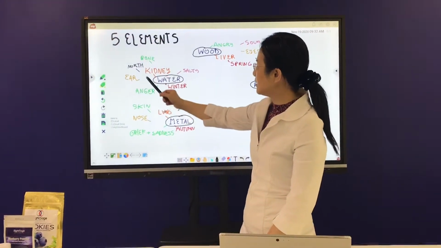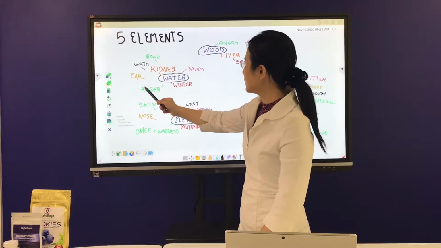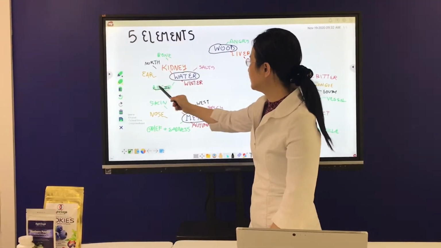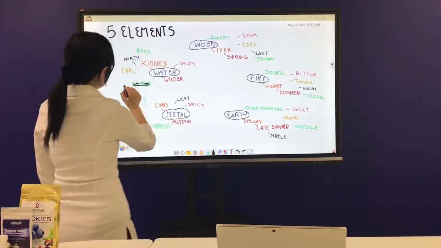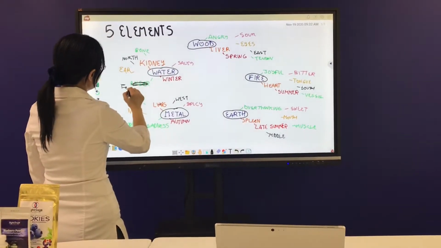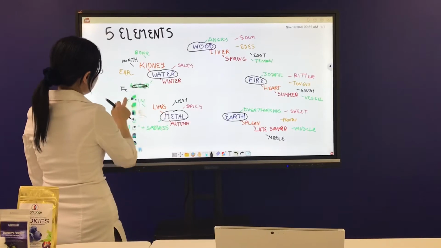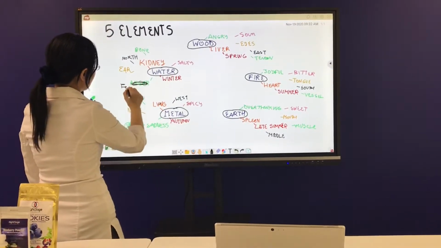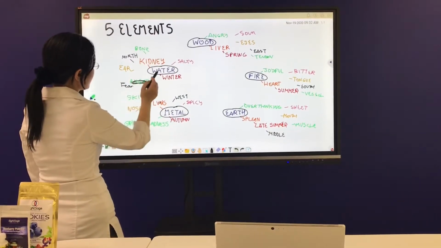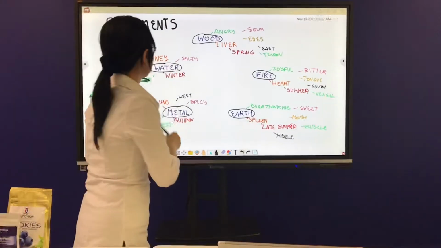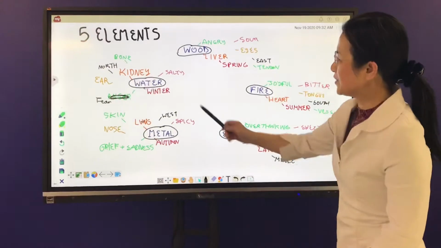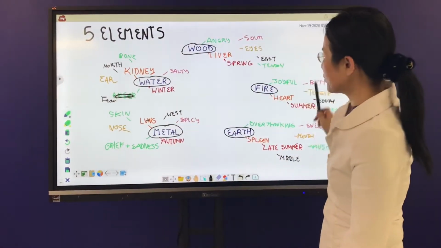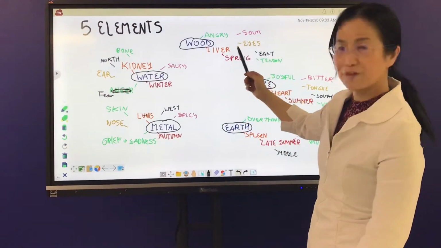And then this is supposed to be fear. If you always fear something, feel frightened, fear goes to the kidney. So these are different emotions correlated to different organs.